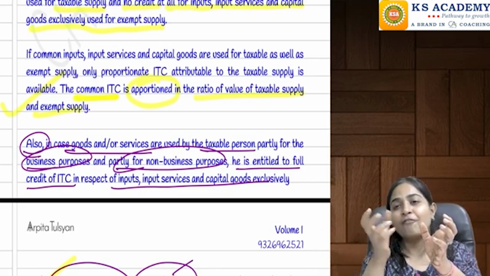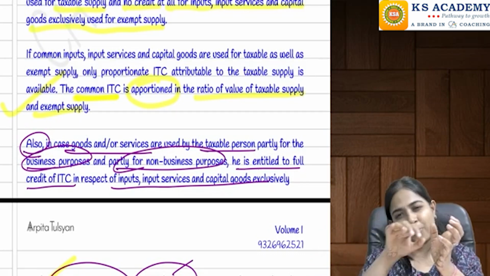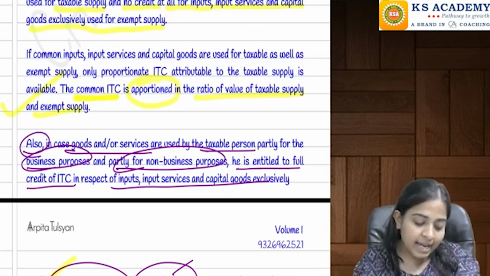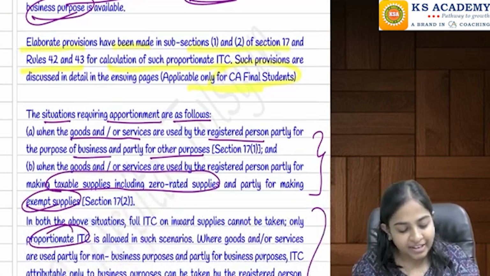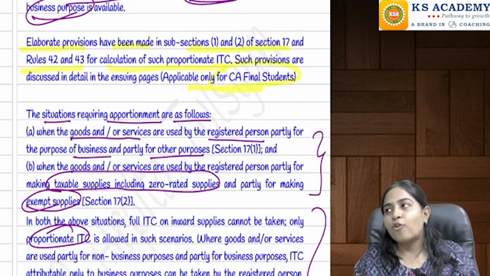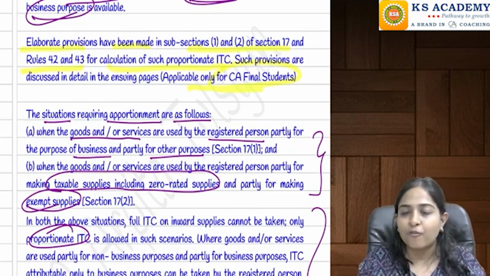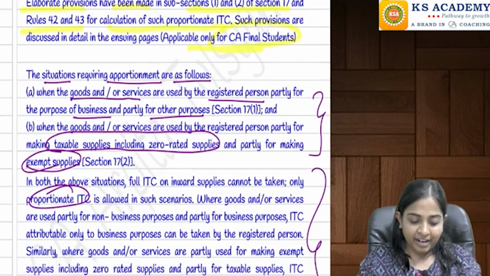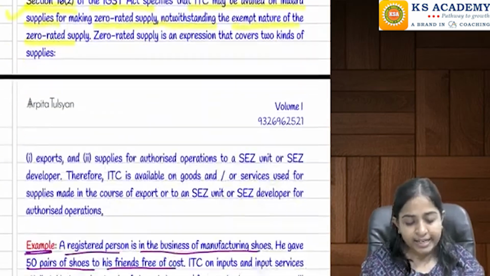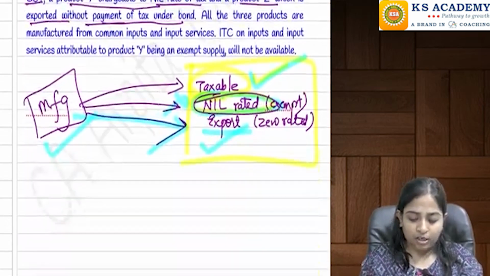Then can I say for exempt supply, whatever is the credit attributable, that should be disallowed? Yes, all those things are given in section number 17.1 and 17.2. And for that you have got your rule number 42 and 43, which is not there for CA inter students, but it is there at CA final level. Right? So this is what we had studied there.